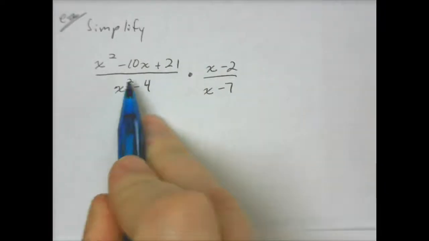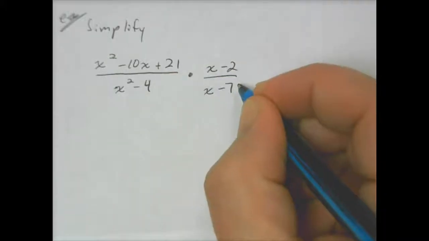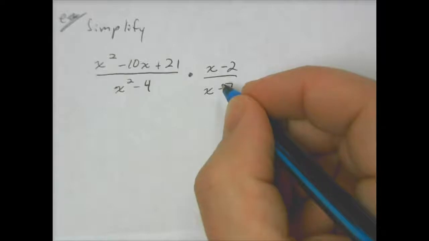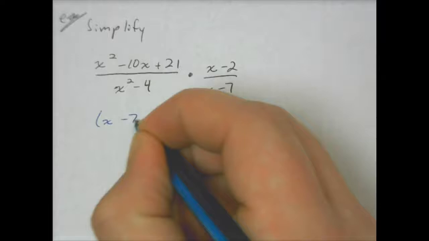All right, looking on. Just simplifying this thing. So again, I would factor this. This is multiplication, so I'm not going to make the reciprocal or anything like that. I don't have to. It's just multiplying straight across. So the biggest thing I can do is just factor and help myself.